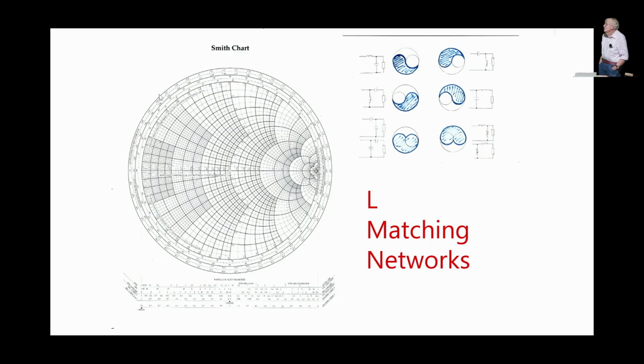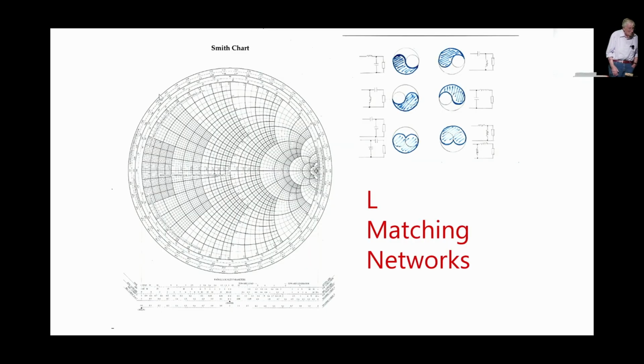Finally, we'll have a quick look at L matching networks. And I mentioned earlier on that you might find that you select the network and it just can't work out on the Smith chart. That means you've selected the wrong network. That's all there is to that. So you put that one aside and try another one.